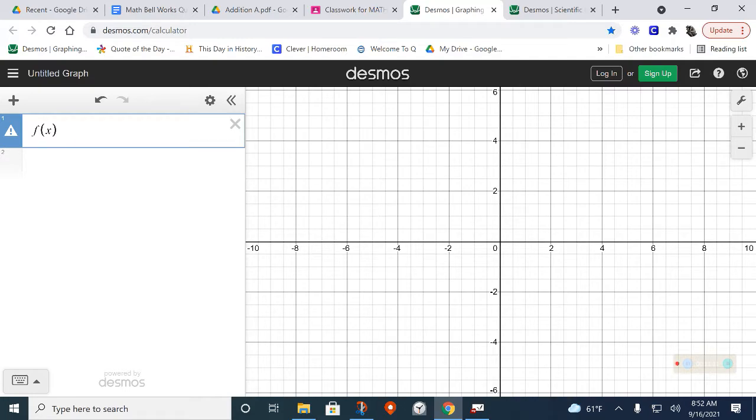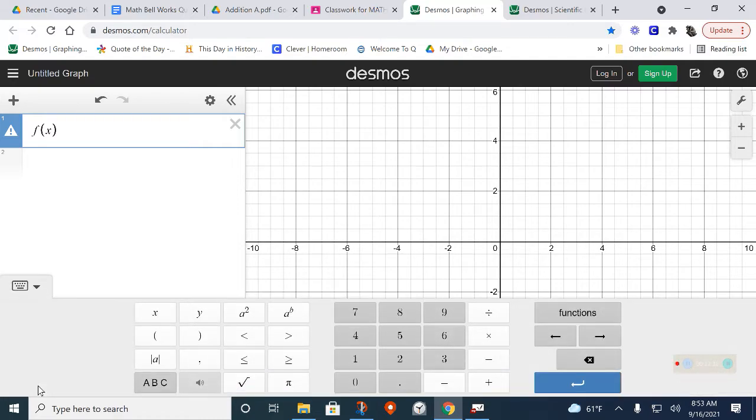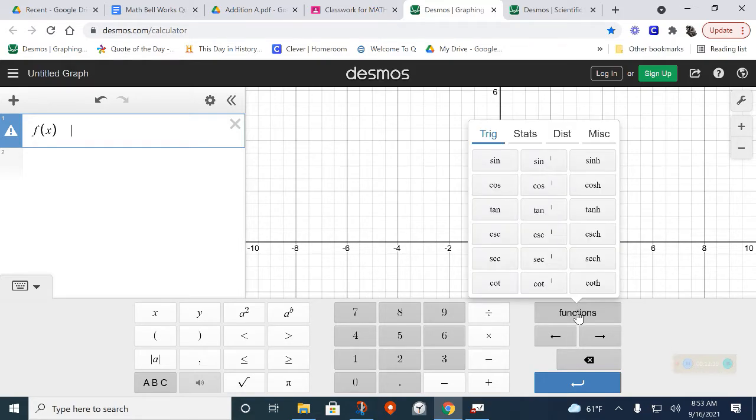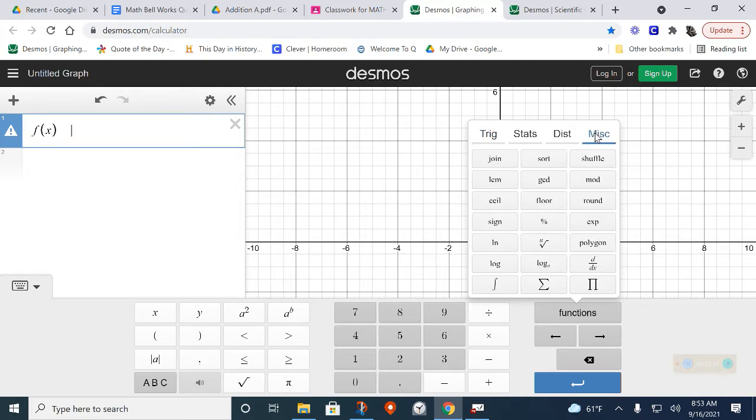Equals cube root. On Tuesday, I was looking for the cube root. It didn't have it. Notice the cube root button. It's in a secret location. Check it out. We're going to go to functions, then miscellaneous functions, and look, the cube root button's right there.